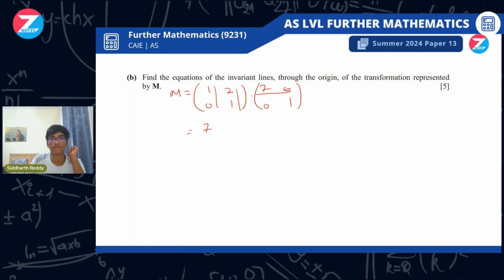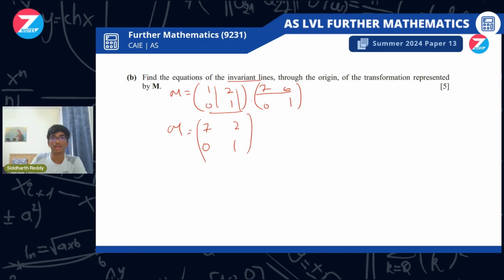For the top left, we have 1 times 7 plus 2 times 0, which is just 7. For the top right, we have 1 times 0 plus 2 times 1, which is 2. For the bottom left, we have 0 times 7 plus 1 times 0, which is just 0. And for the bottom right, we have 0 times 0 plus 1 times 1, which is just 1. So this is the matrix M.